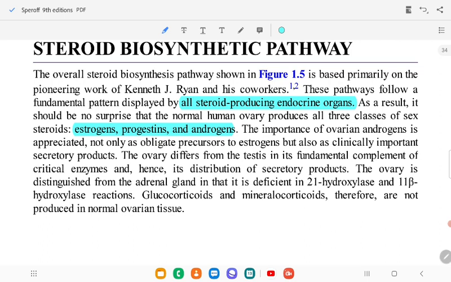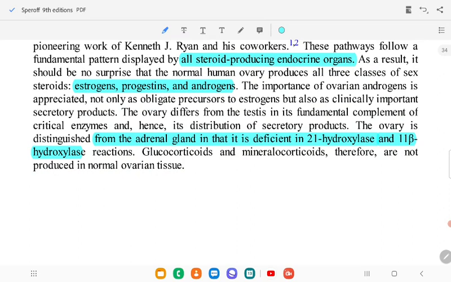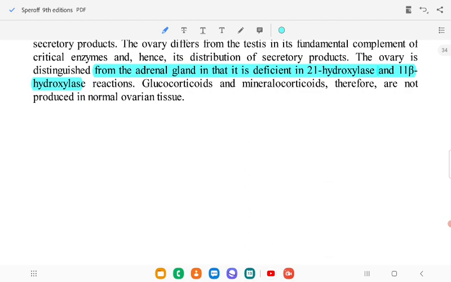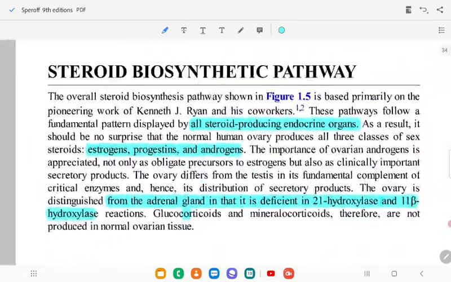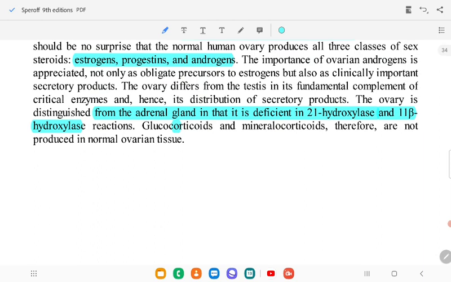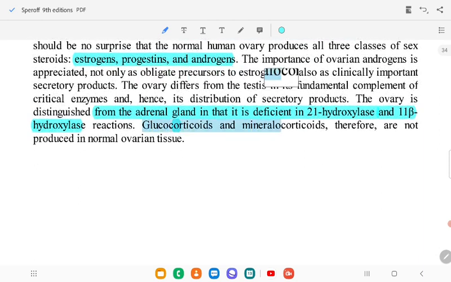The ovary differs from the testis in a fundamental complement of critical enzymes and in its distribution of secretory products. The ovary is distinguished from the adrenal gland by the deficiency of 21 hydroxylase and 11 beta hydroxylase reactions. So 21 hydroxylase is absent in the ovary, and 11 beta hydroxylase is also absent. Glucocorticoids and mineralocorticoids are therefore not produced in the normal ovarian tissue.